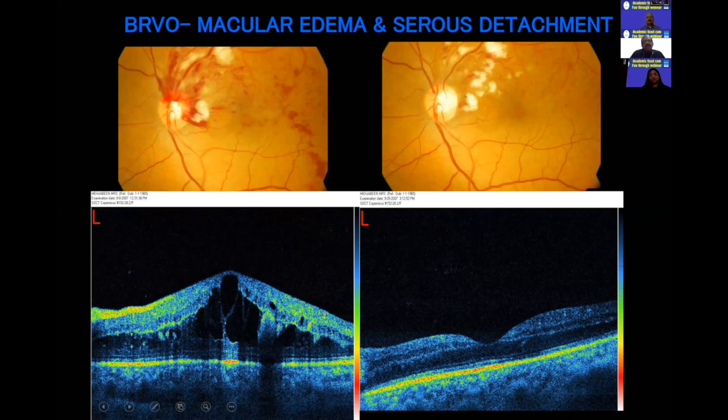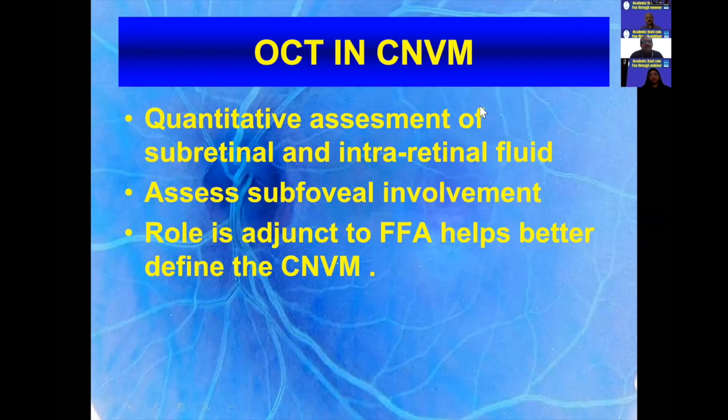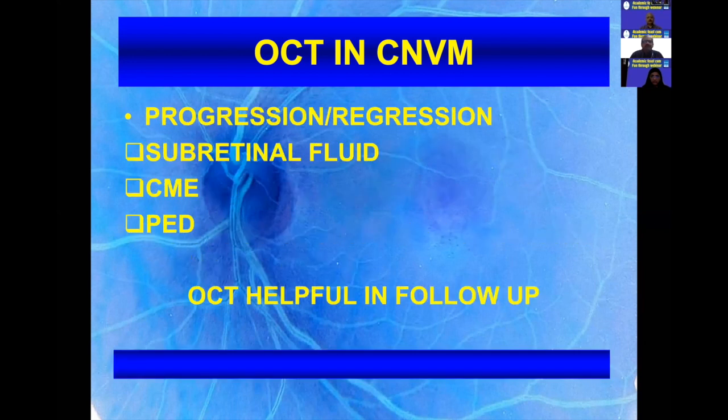Now, OCT in choroidal neovascular membrane or age-related macular degeneration is helpful in quantitative assessment of subretinal and intraretinal fluid. It assesses whether the CNVM is involving the fovea or it is extrafoveal, and its role is as an adjunct to FFA and helps in better delineation of choroidal neovascular membrane. OCT in choroidal neovascular membrane helps in assessing the progression or regression of subretinal fluid, cystoid macular edema, or pigment epithelial detachment. So OCT is a very useful tool in following up these patients.